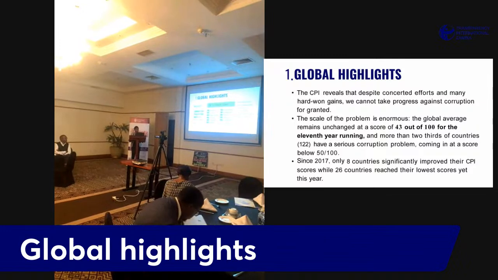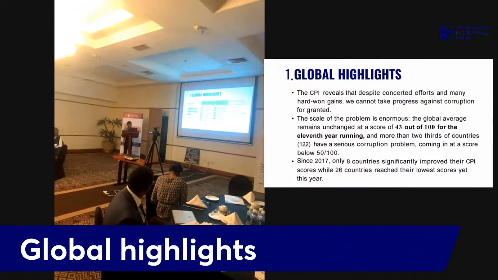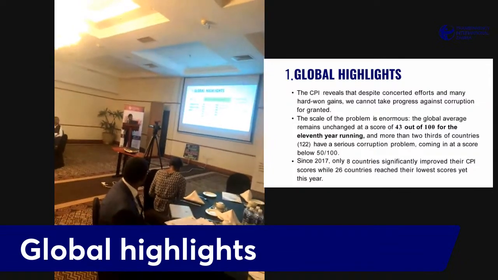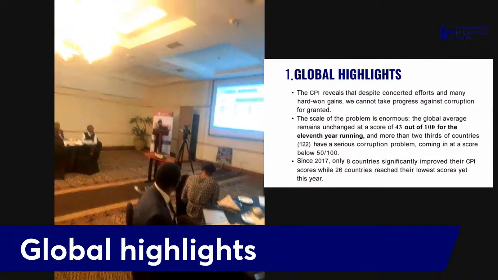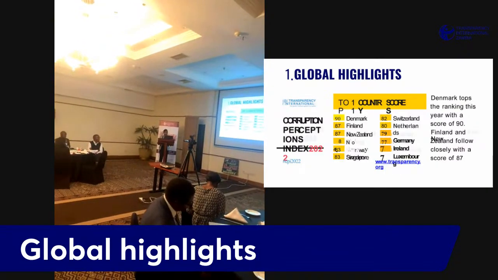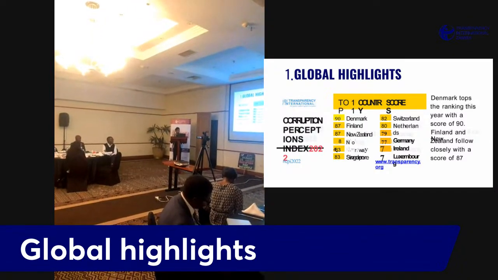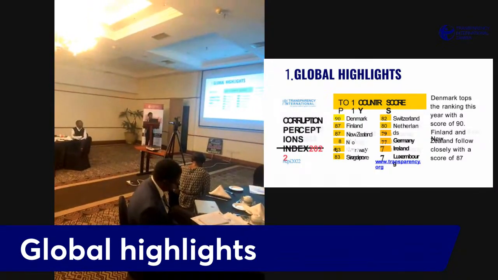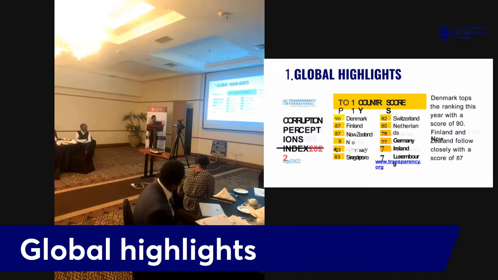Still on global highlights, when we look at who is topping the scores, we have the top 11 country scores, 11 because, as you will see, trailing the top 10 there are Ireland and Luxembourg that are tied at 77. This year Denmark is topping the CPI with a score of 90, followed by Finland and New Zealand with a score of 87.